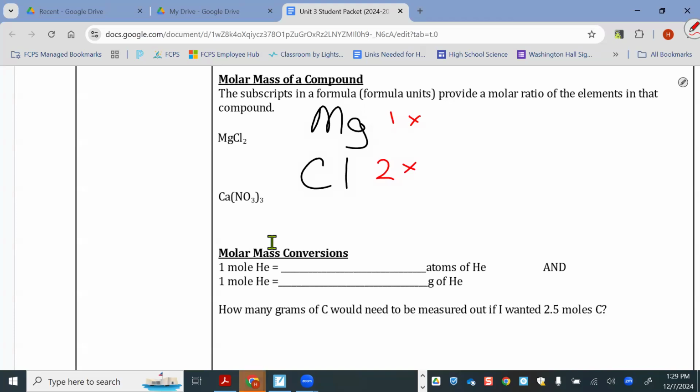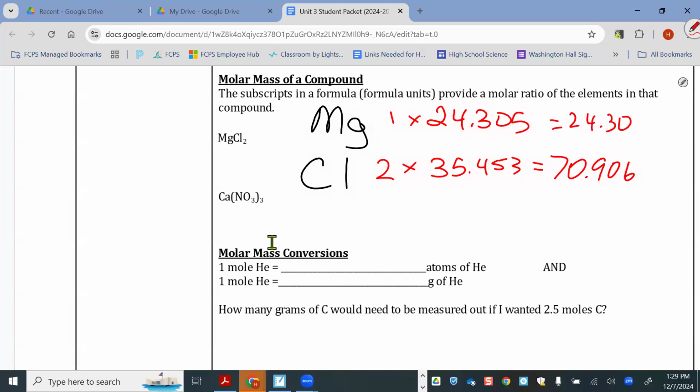So this is molar mass. We have to figure out the mass. Mass is found in the periodic table for elements. So I look for the mass of magnesium, 24.305. I look up the mass for chlorine, 35.453. I multiply that out and get 70.906, and 24.305. Multiply 1 times any number equals that number. Then I find the sum of these values.